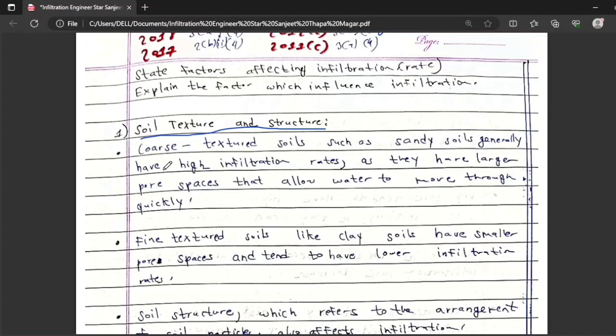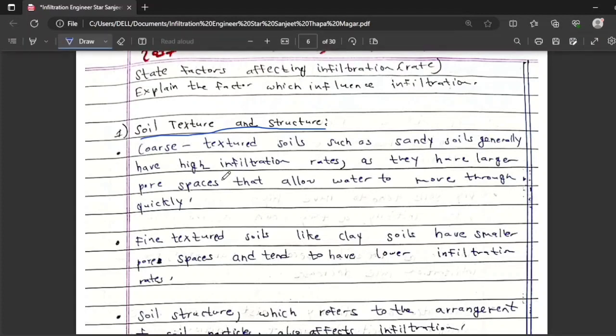So first is soil texture and structure. Coarse texture soils such as sandy soils generally have high infiltration rates, and they have larger pore space that allows water to move through quickly. This is the coarse texture soil. The example is sand, and there are many large void pore spaces, so the infiltration will be more because water moves quickly.